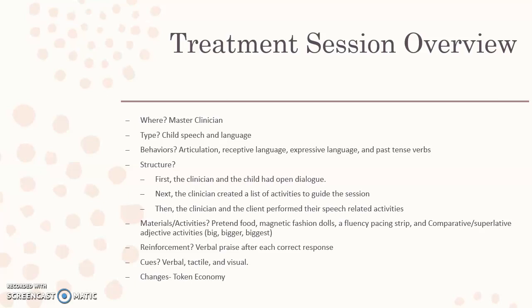Also, I think that the activities that were the most effective were the pretend food and the comparative and superlative adjective activities. I think the pretend food was the most effective because by the end of the activity, the child was using eat and ate correctly. And I also think the comparative superlative task was effective because by the end of that activity, the child understood big, bigger, and biggest, and she was able to put the toy cars in the correct wagons.